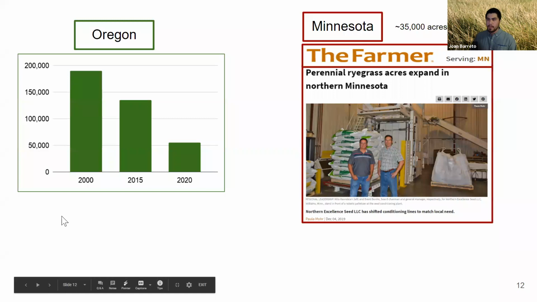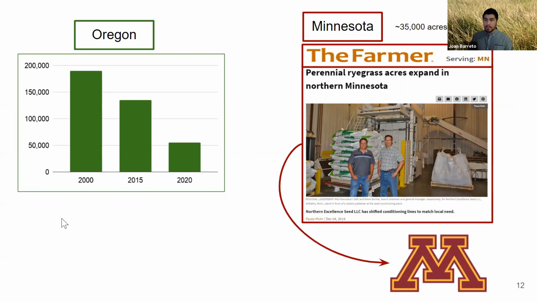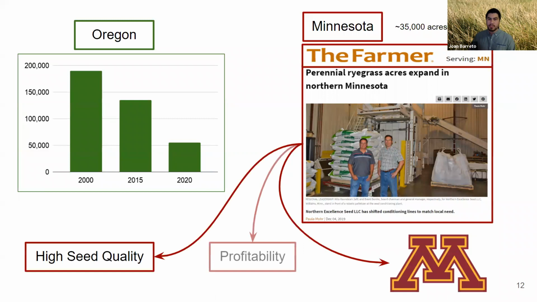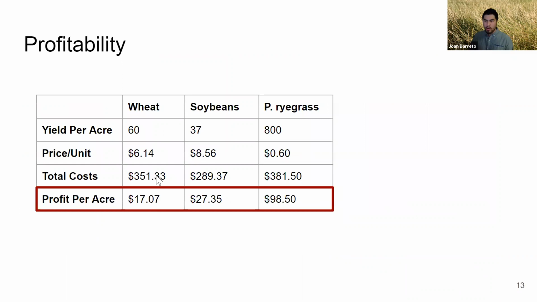The main reasons this has occurred in Minnesota are, first, the scientific contribution by the University of Minnesota, as well as the high seed quality that is produced in the region, but also because the crop is very profitable. In fact, compared to other crops such as wheat and soybeans that are grown in the region, although the costs of production are a little higher, estimated around $380 per acre, the profits are substantially higher. And it could even be higher.